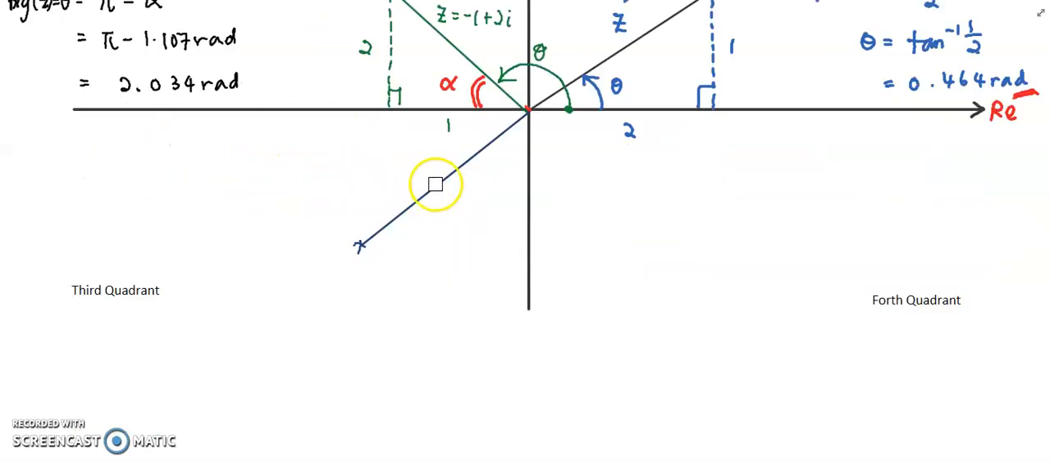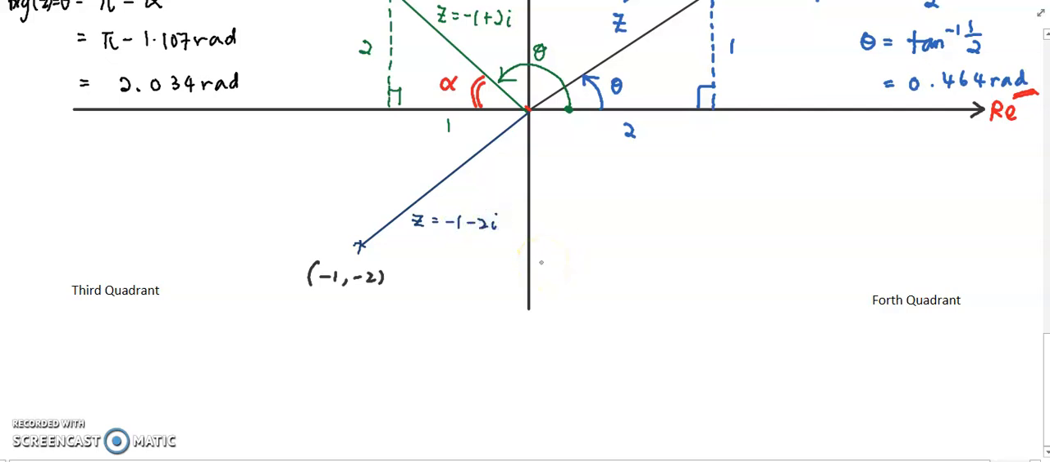Another example is if the complex number is in the third quadrant. As an example, I have a point (-1, -2). This means that my complex number can be written as Z equals -1 minus 2i.